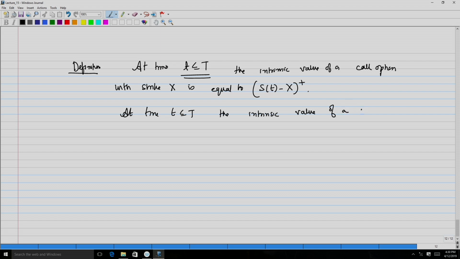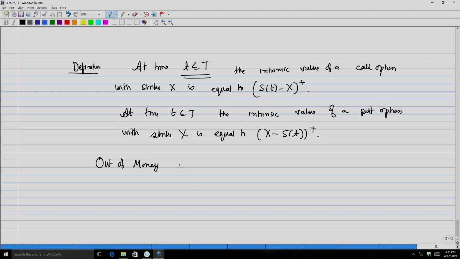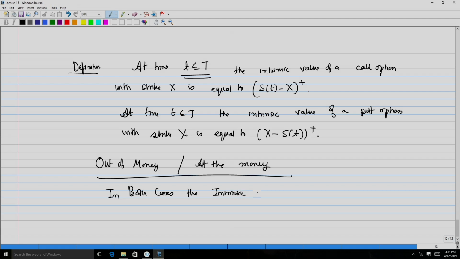So, the intrinsic value of a put option with strike x is equal to (x minus S_t)^+. So, this means that when you are out of the money or when you are at the money, then in both cases the intrinsic value is equal to 0.